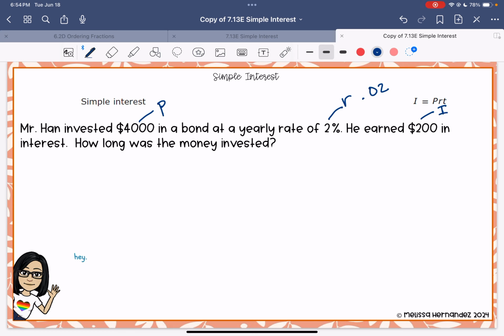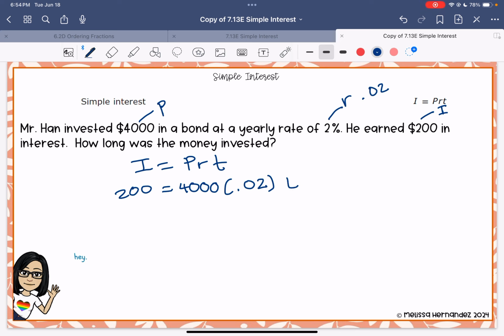So we're going to go ahead and plug in our values. I always recommend getting in the habit of first writing down the formula, regardless of what you're solving for. So I know the interest is $200. I know my principal amount is $4,000, and I know my rate is 2%, converted to a decimal is 0.02, or 2/100ths, and we don't know the time.